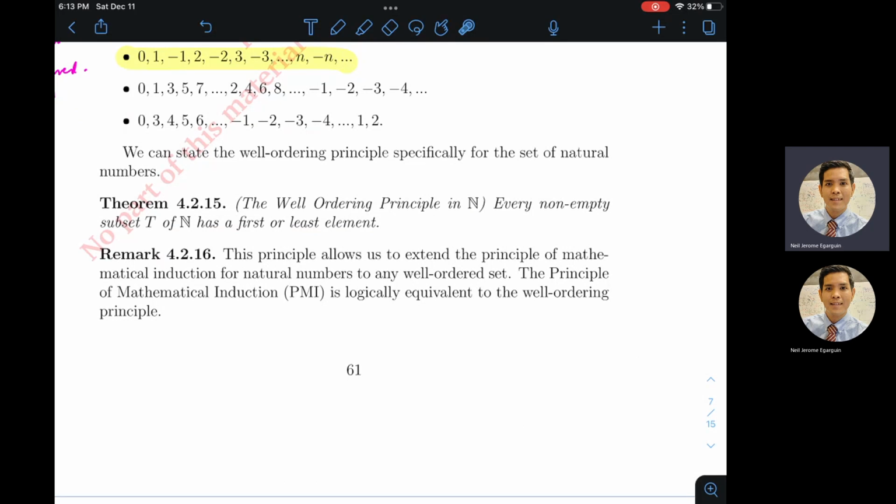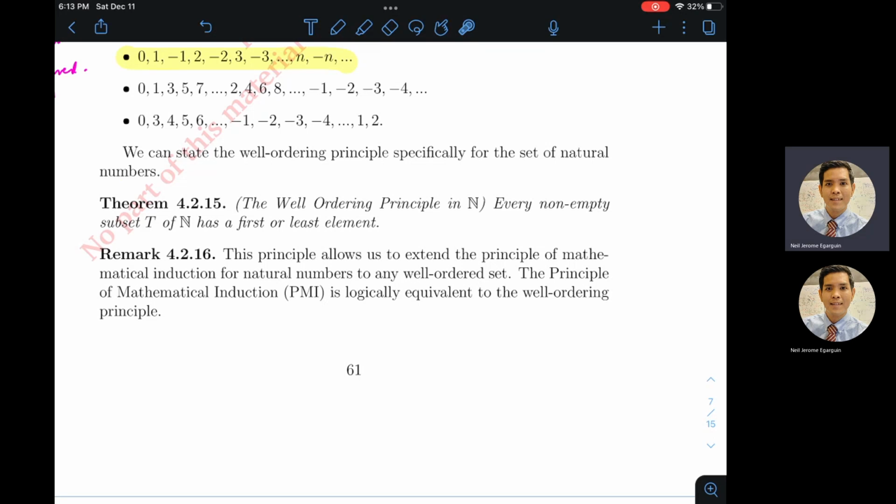Kung ang theorem mo kiniklaim na totoo siya sa lahat ng natural numbers, ang basis step dapat ipakita natin totoo siya kay n equals 0. Or kung sabi niya, the statement is true for all n greater than or equal to, say, 7, the basis step will require you to show that the statement is true for n equals 7. Now, it only hinges on the fact that we are showing it to be true for the least element of the subset of n being used in the theorem.